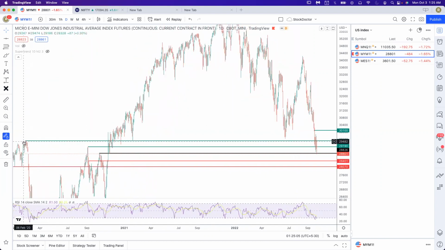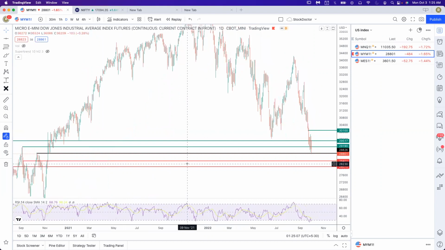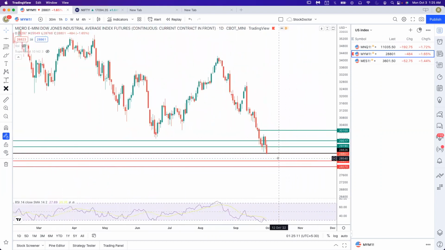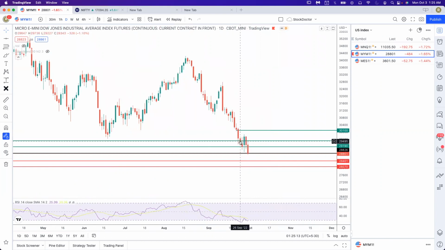This green line, the top one, was the pre-COVID level high, that is 29,500. We closed below that on Monday itself, and now we are at 28,800. So let's talk about the levels. 28,800 is acting as a support right now. We are exactly closed at the support.